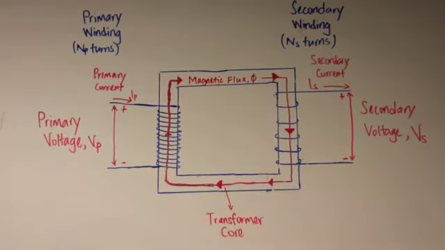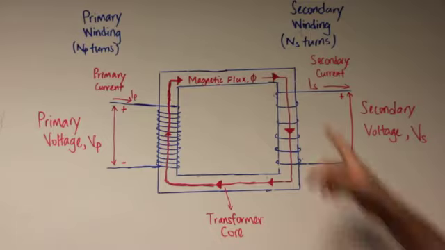The primary and secondary coils are wrapped around a core of very high magnetic permeability, such as iron, so that most of the magnetic flux passes through both the primary and secondary coils. If a load is connected to the secondary winding, the load current and voltage will be in the directions indicated.